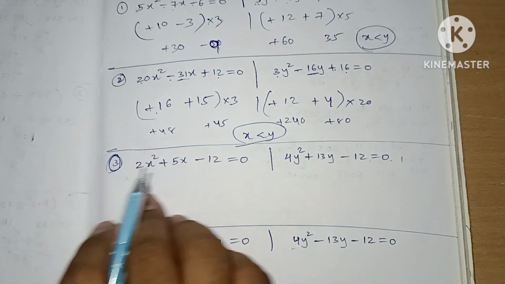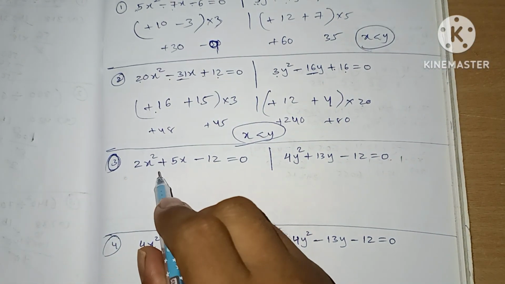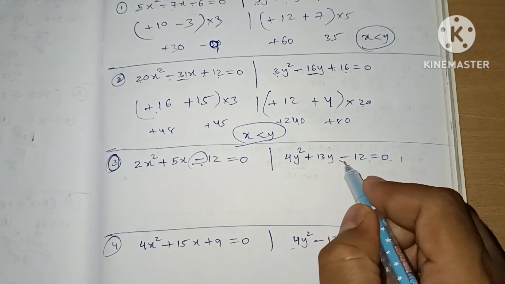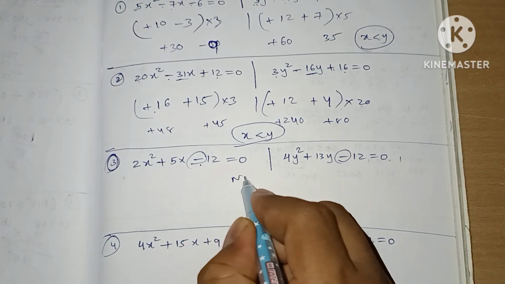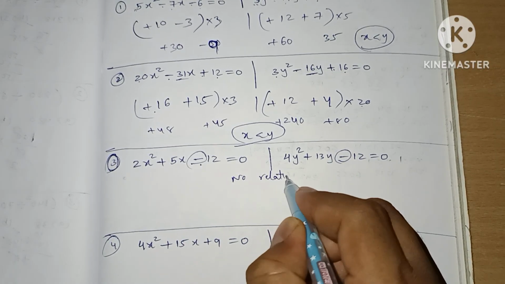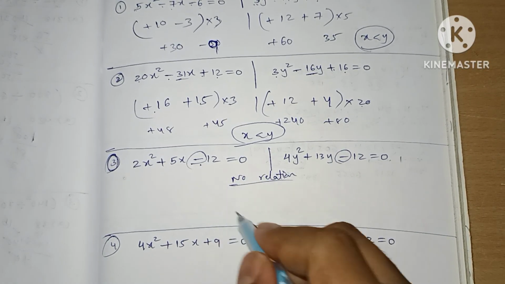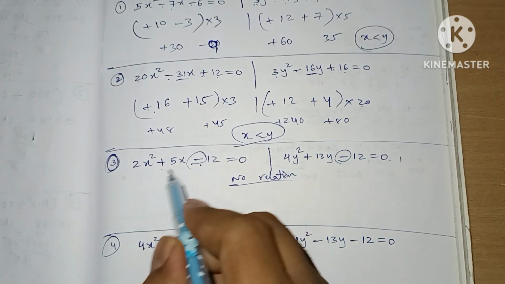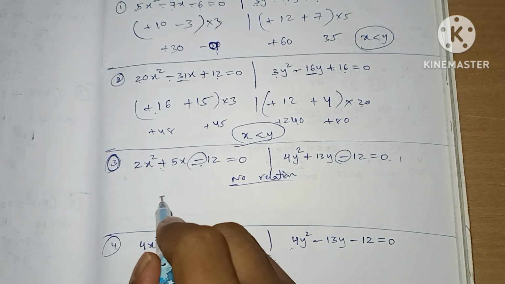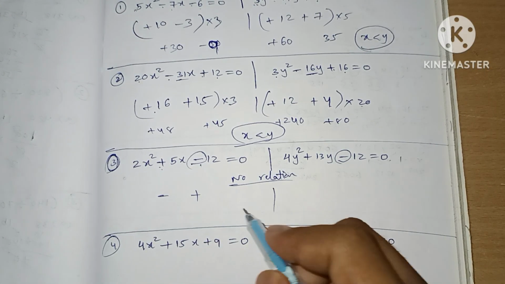Next, third question. Here we can clearly see that at the end there is minus, so there is no relation between these two equations. We cannot find any relation, because here the roots will be positive and minus, means minus and positive are the signs of the roots.